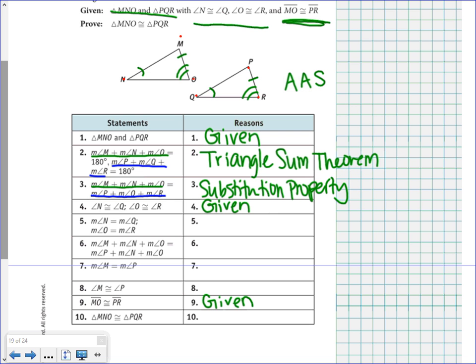Then we can go to step 5 because we already know that step 4 was given. And what changes from 4 to 5? Because it doesn't look anything like what we were just looking at in step 2 and 3. They changed the congruent symbols to equal symbols. And so that is using the definition of congruent angles.